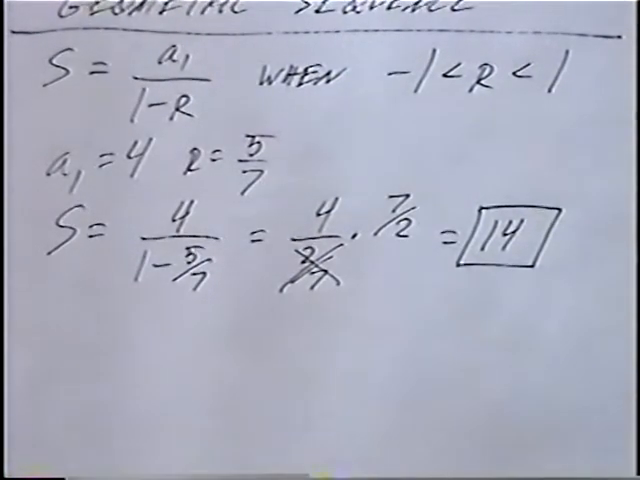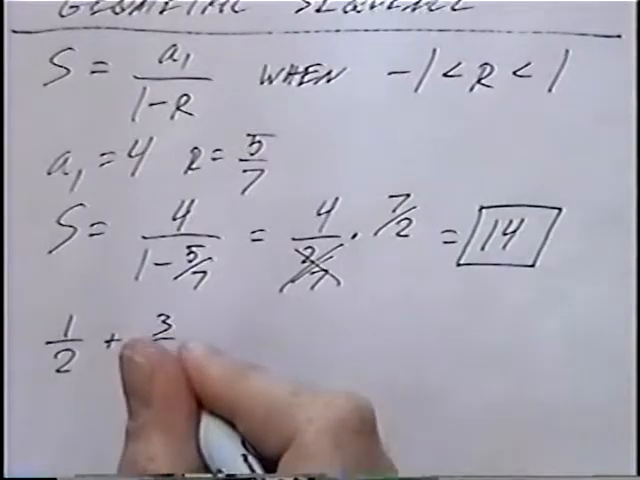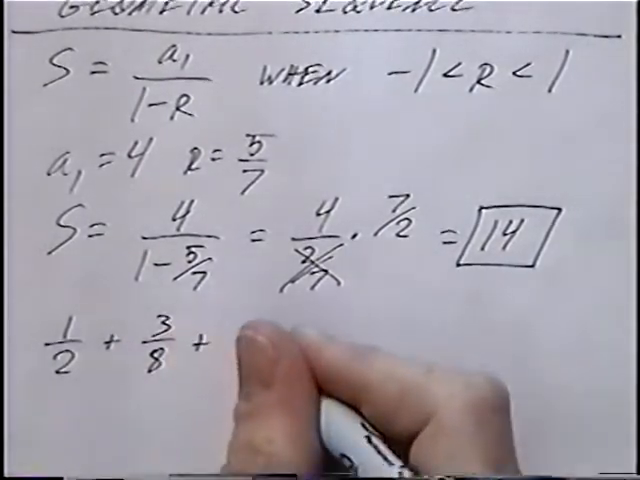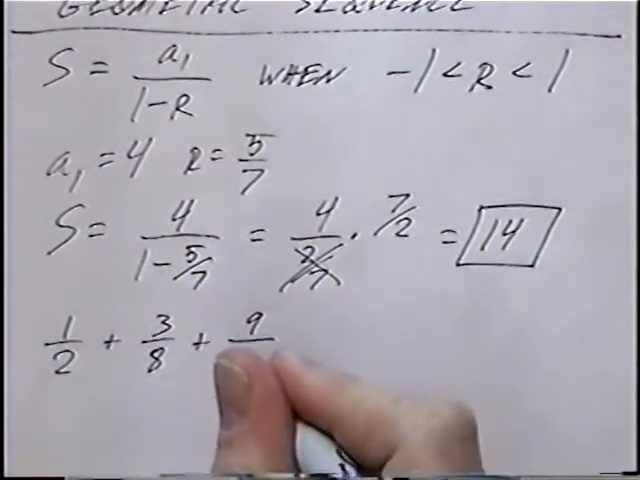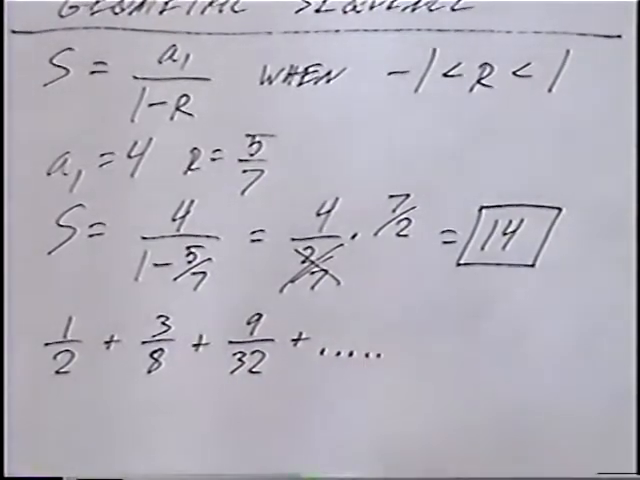Second question and last question for this section. The sequence is 1/2 plus 3 over 8 plus 9 over 32 plus ... as the sequence continues on.